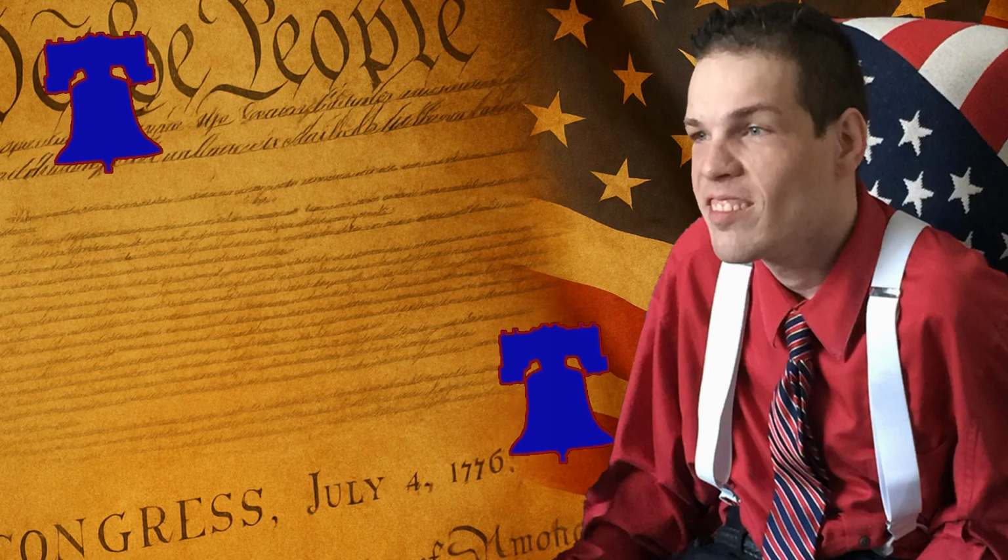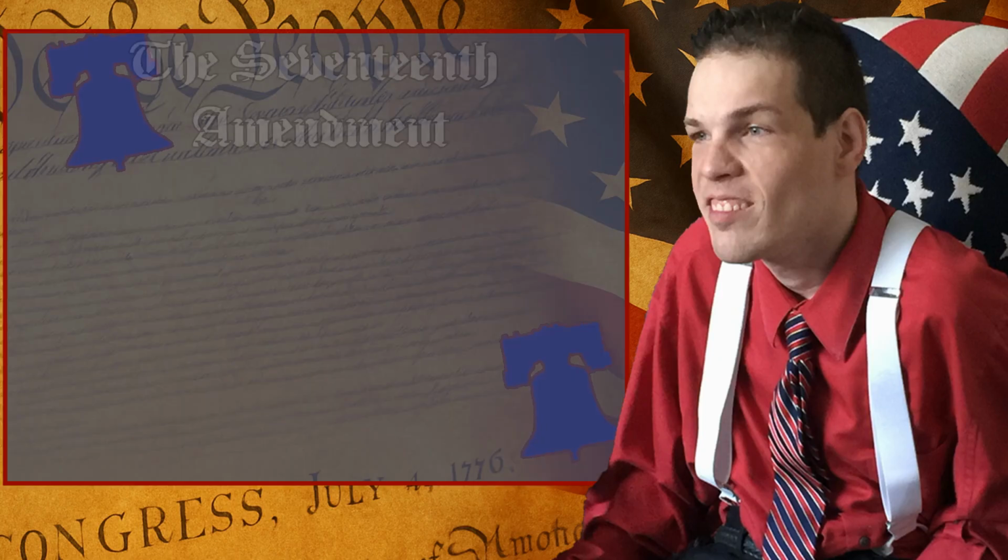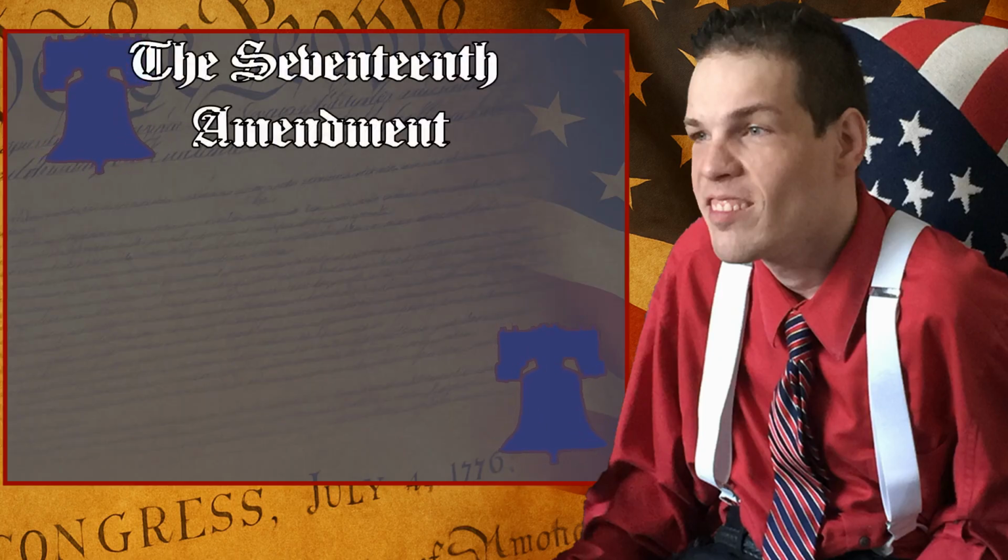Ratified on April 8, 1913, the 17th Amendment changed the way U.S. senators are elected. Before its passage, state legislatures selected senators, ensuring the states had direct representation in Washington. The amendment shifted that power to the people by establishing the direct election of senators through popular vote.